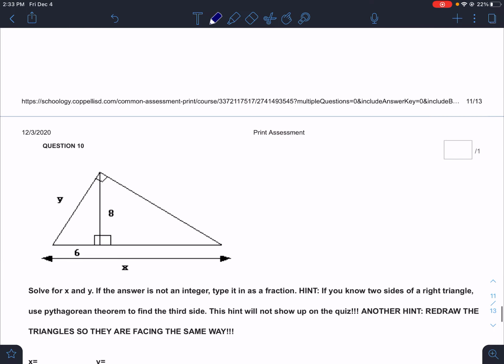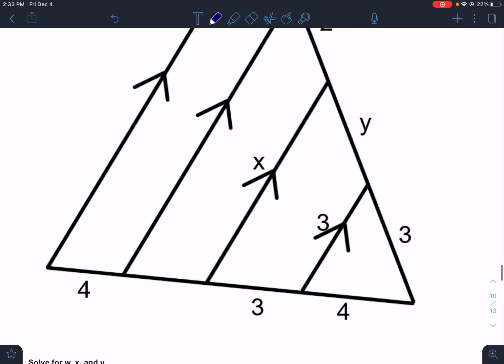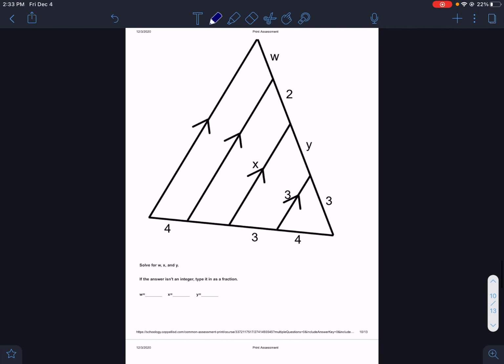Number 9, how many more we got here? The bell just rang. All right, 9 and 10. We can do these. I'll open my door here in a second for the people that need in.